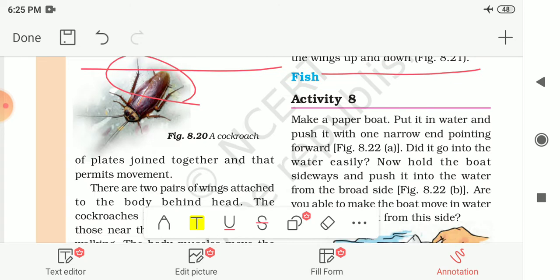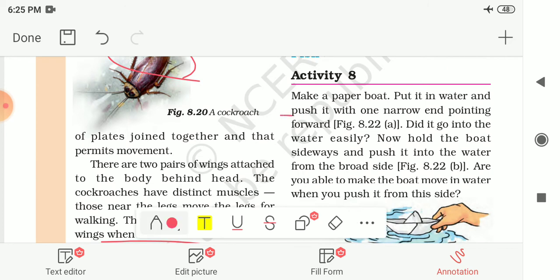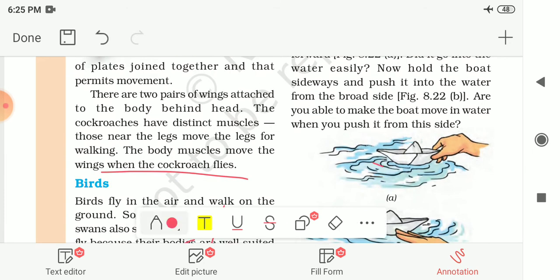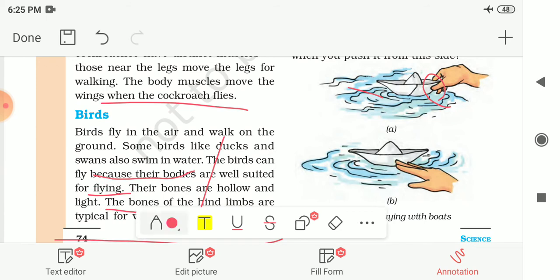Make a paper boat and put it in water and push it with one narrow end pointing forward. Here in the figure, the first figure, it is shown to you like this. Try to push this boat from this end and observe, did it go into the water easily? Then hold the boat sideways and put it in the water, and from the broadside, are you able to make the boat move in water when you push it from the side like this?